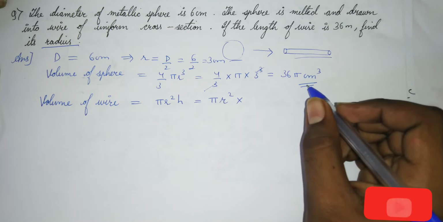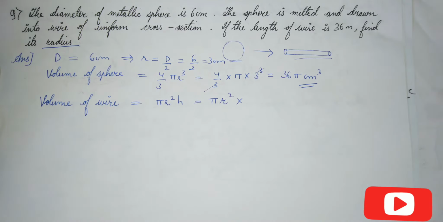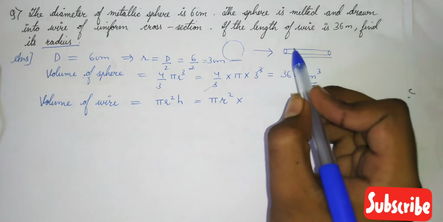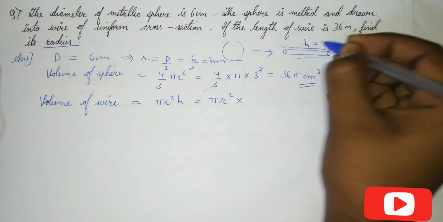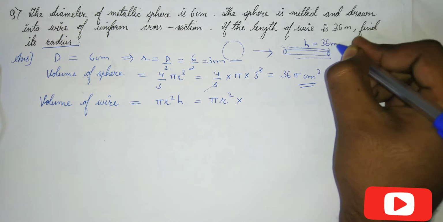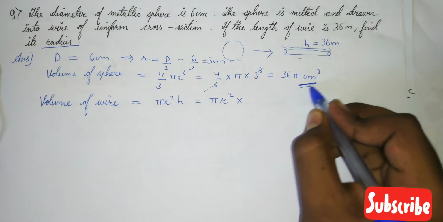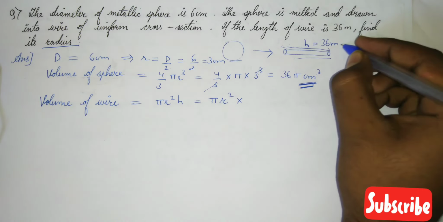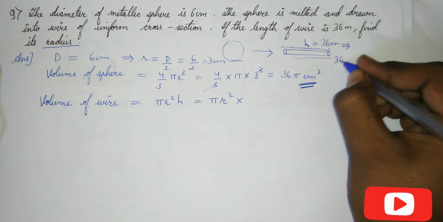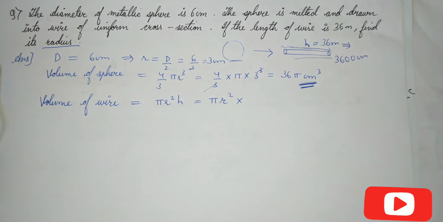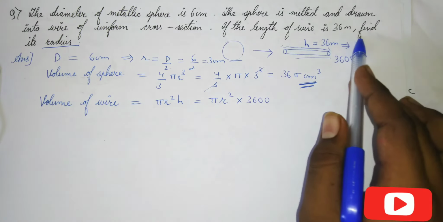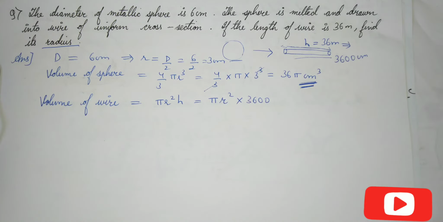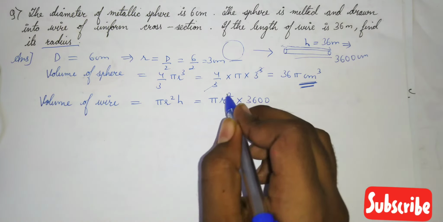Here it is given that the length of the wire is 36 meter. The length will be the height of the cylinder. But all the other data is in centimeter, so you have to convert 36 meter to centimeter, that is 3600 centimeter, since 1 meter is 100 centimeter. So I can write h as 3600, because the length of the wire is the height of the cylinder. So the volume is pi r square into 3600.